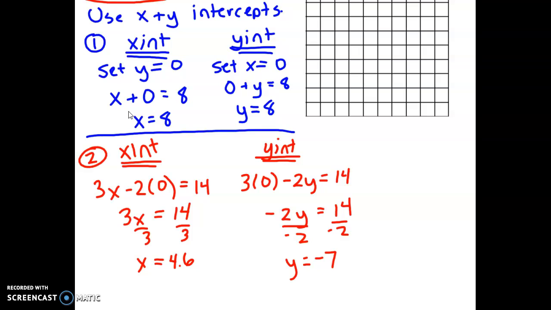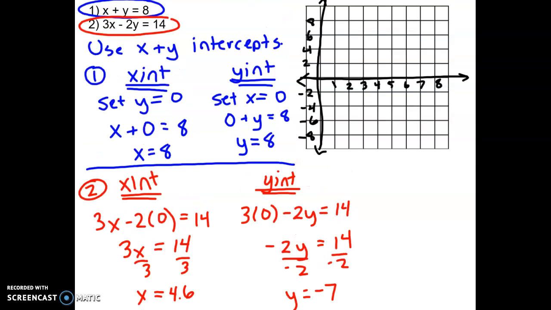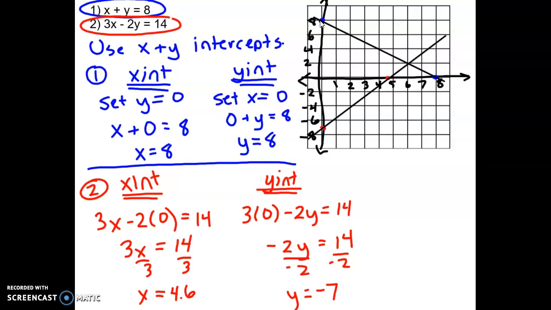To finish this off, we have to put them on the grid. Once we've got our grid made, all we have to do is put on our intercepts. In blue, I'm going to make my blue graph. My blue graph has a y-intercept of 8 and an x-intercept of 8, and then I have to connect my dots. I'm going to try to make a nice straight line. And then my red graph goes from -7 to positive 4.6, and again I'm going to connect them.